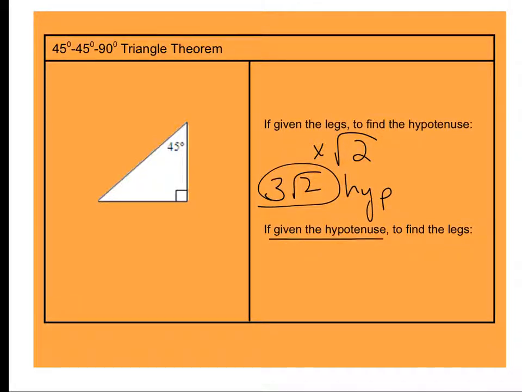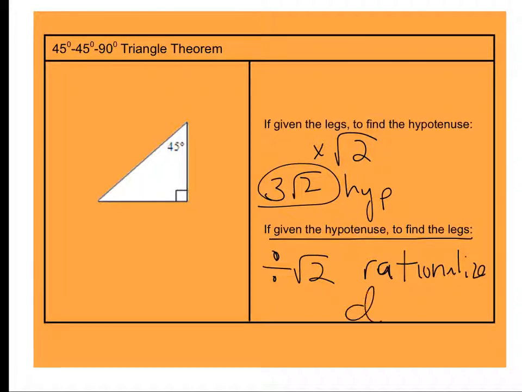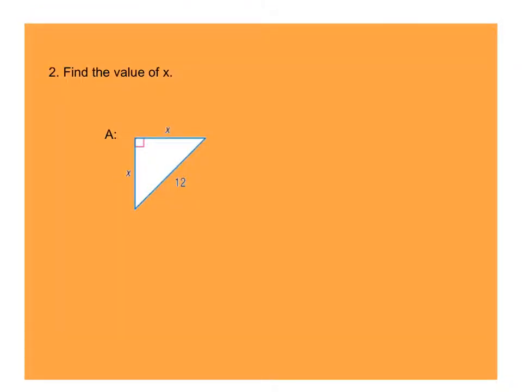If given the hypotenuse to find the legs, here's what I've got to do. I actually have to divide by square root of 2. But that also involves rationalizing the denominator. So make sure that's a part of it. Let me tell you what I'm talking about here. My hypotenuse is 12. These two legs are the same. So here's what it's like.